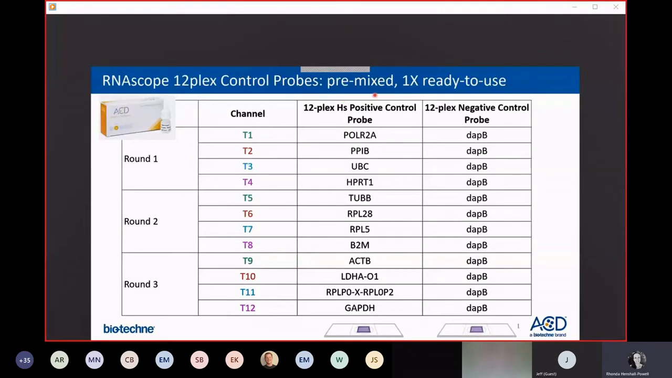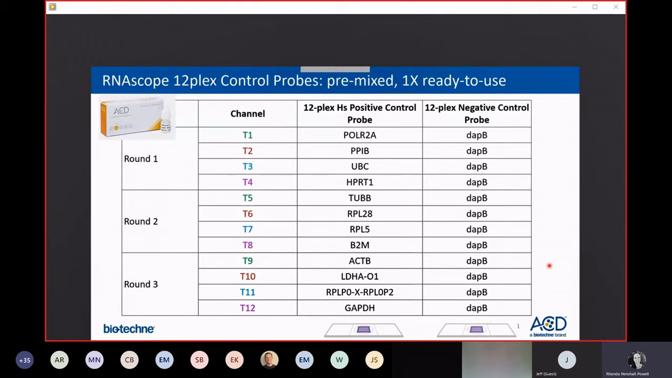The 12-plex positive control probe, here I'm showing the human-specific control probe. You'll want species-specific positive control probes. There's a mouse version of this as well. 12 different housekeeping genes, each labeled with a tail that will send it into a different fluorescent channel at the microscope. The negative control probe is 12 different probes, so 12 different tails, but it's that same gene.